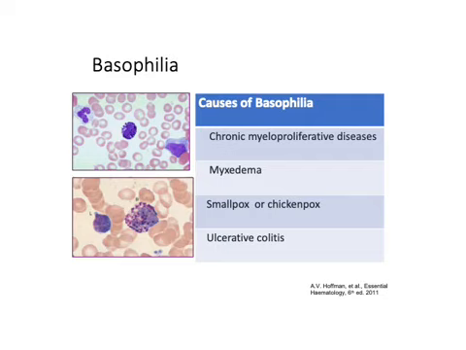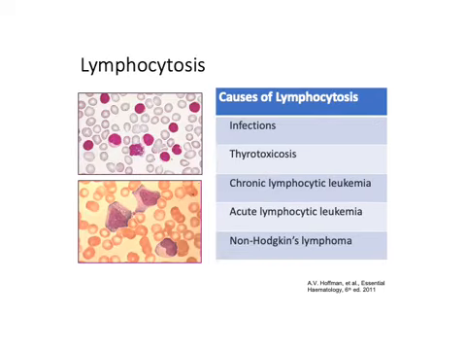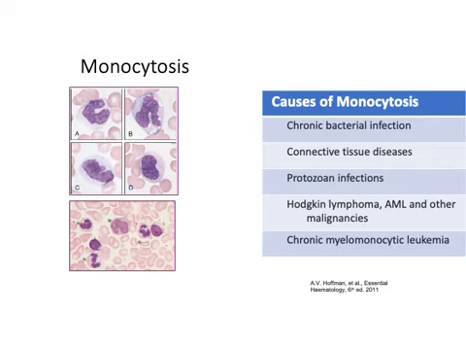An increase in basophils above 0.1% is uncommon. The usual cause is myeloproliferative disorders such as chronic myeloid leukemia or polycythemia. Reactive basophilia is sometimes seen in myxedema, during smallpox or chickenpox infection, and in ulcerative colitis. Other quantitative disorders of the white cell would include lymphocytosis, monocytosis.